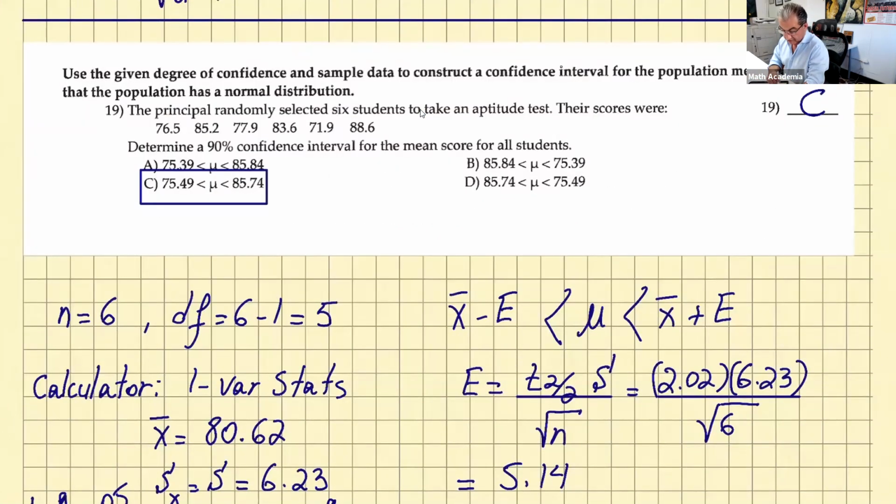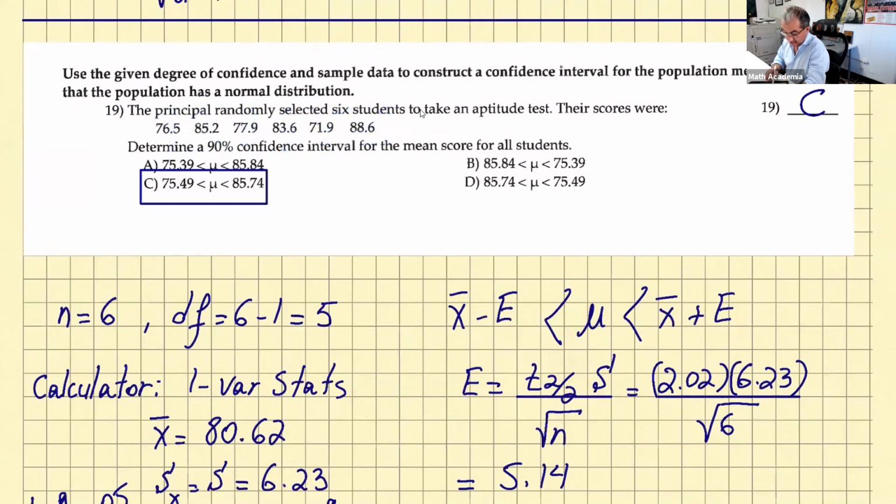Number 19, use the given degrees of confidence and sample data to construct a confidence interval for the population mean mu. So, this is the assumption, I let you read it. We're given data here. So we have 1, 2, 3, 4, 5, 6 numbers.